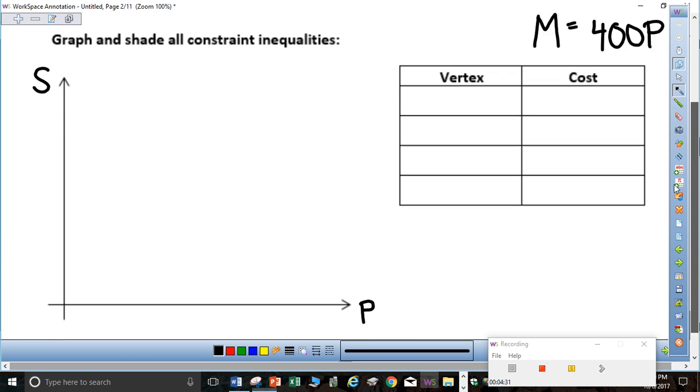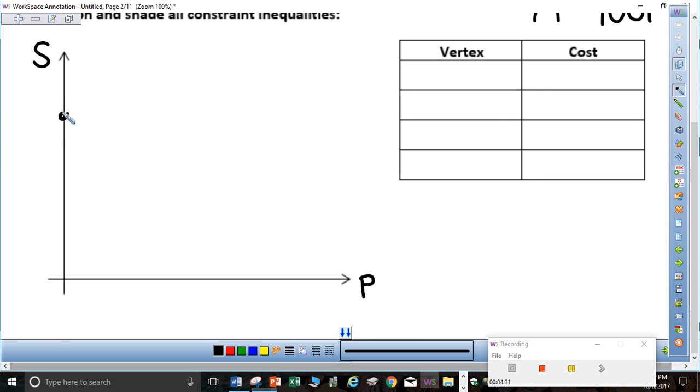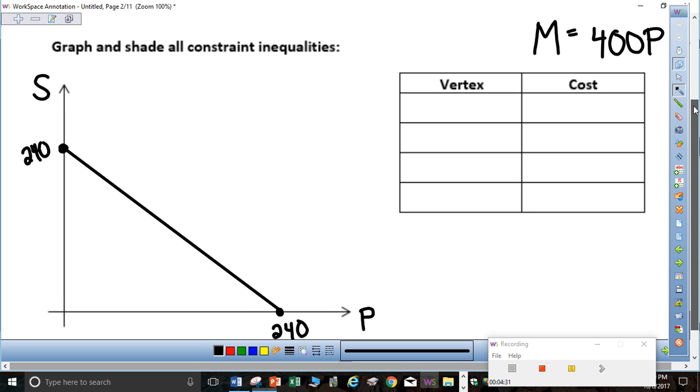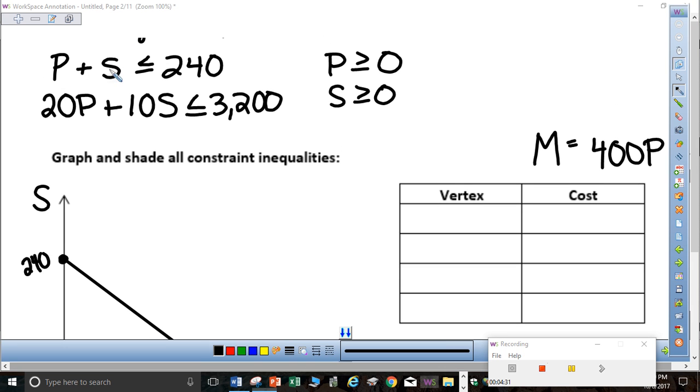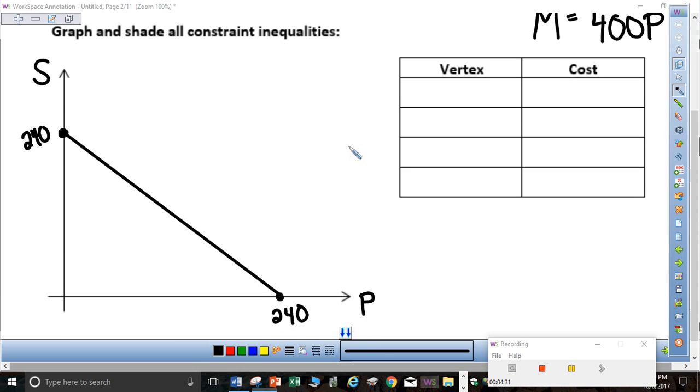So I'm just going to pick a location on each axis with a little bit of space above in case my other intercepts are higher. So 240 to 240, we'll go ahead and connect that. And then when we think about the shading, if we do the test point of 0, 0, if we plug in 0 for P and 0 for S, we get 0 is less than or equal to 240, and that's true. So we're going to direct the shading arrows to be toward the test point of 0, 0.